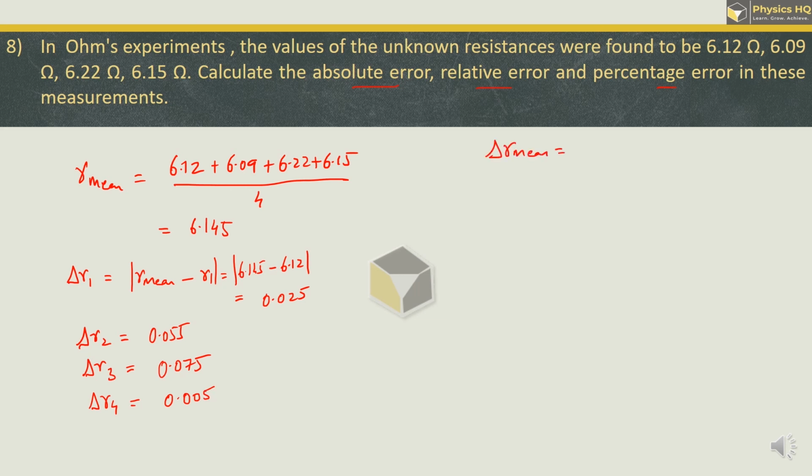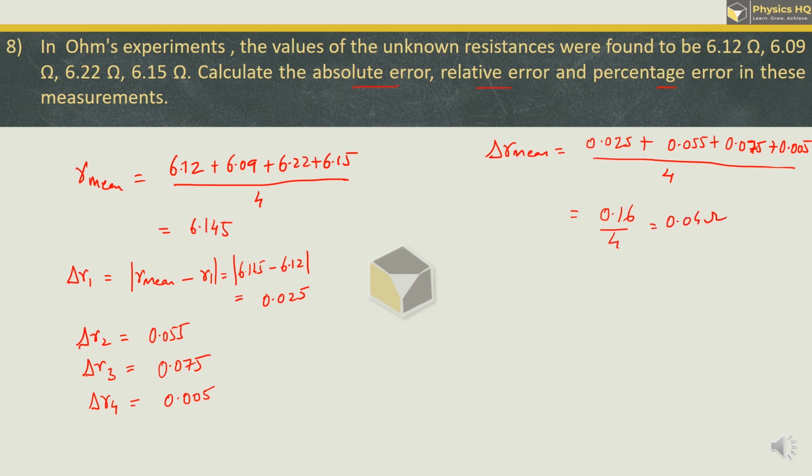Okay. Now next part is to find the mean of this. So delta R mean will be nothing but you will add up all these values and take the average. So first is 0.025, 0.055, 0.075 and 0.005 divided by 4. When you solve this, you will get the value 0.16 divided by 4, which is 0.04 ohm.